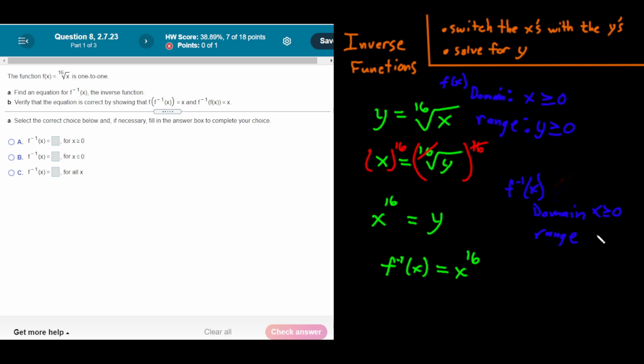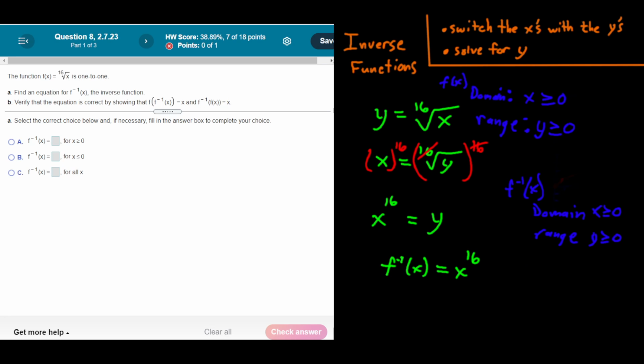Now, I know they're both 0, so it looks a little confusing right now, right? You may be really confused, but don't worry. As long as you keep this in mind that you switch the x's and the y's, you can't go wrong. So check this out. Y is also greater than or equal to 0, and that's what we're going to use. So just in case they ask you for domain and range, find the domain and range of the original, and switch the x's and the y's, and that would be the domain and range of your inverse.